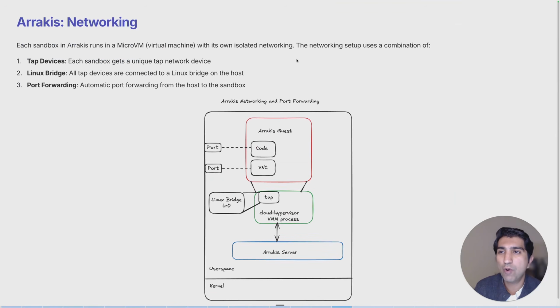Okay, every sandbox needs to have networking. It might need to do other actions or call other tools or APIs. And so we need to provide each sandbox with a network. Each sandbox in Arrakis runs in a virtual machine like we discussed, with its own isolated networking. The networking setup consists of a tap device, which is a virtual networking interface on Linux. Each sandbox gets a unique tap network device, so when we spawn the MicroVM sandbox, we are creating this tap device for it. And we have a Linux bridge on the host, which is the Linux server, where all the tap devices are connected to the Linux bridge on the host.